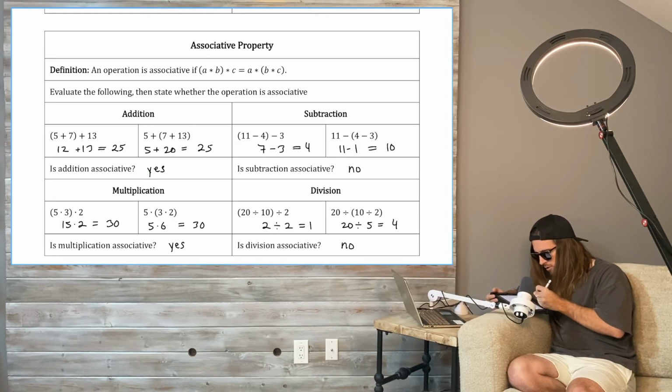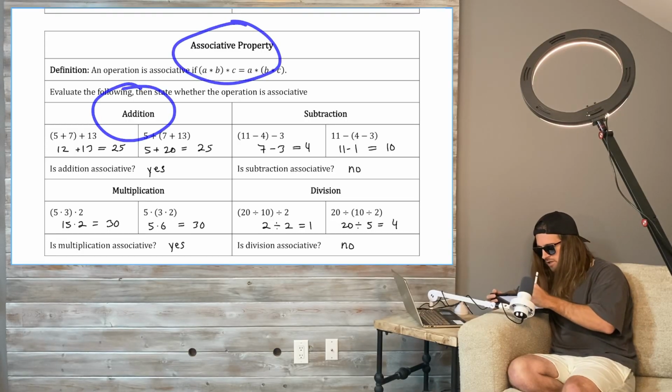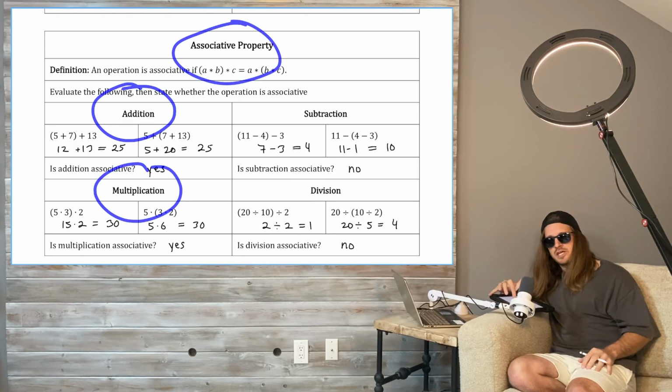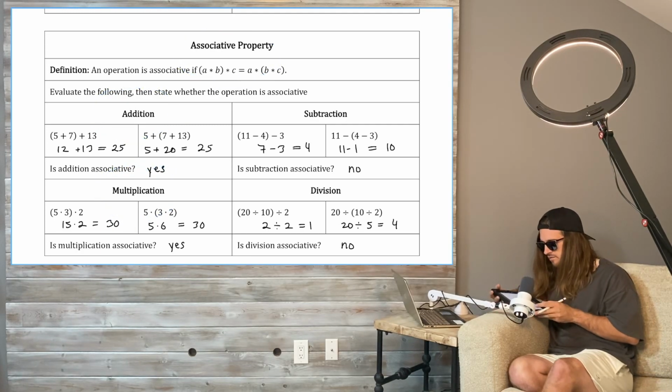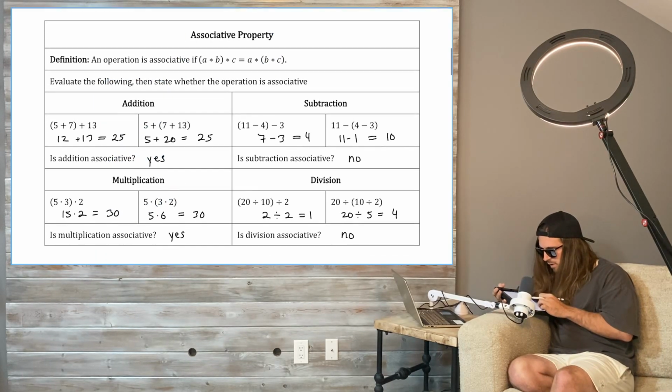So again, this is why you may have heard of the associative property of addition and multiplication, but there's no such thing as the associative property of subtraction or division. It does not work for subtraction and division. So those are the winners.